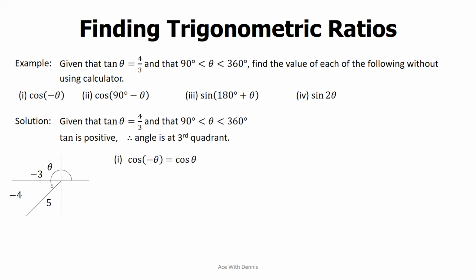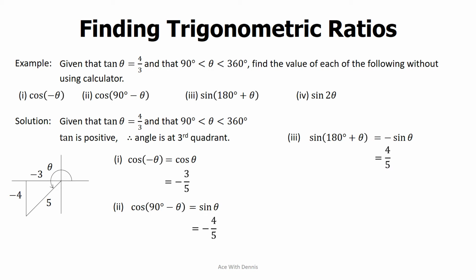Cosine negative theta is cosine theta, because we know that this is a negative angle. So cosine negative theta equals cosine theta. From the triangle in the diagram, it is -3/5. Number 2, cosine 90 degrees minus theta equals sine theta. And from the diagram, it is -4/5. 3. Sine 180 degrees plus theta is equal to negative sine theta. And from the diagram, it is 4/5.